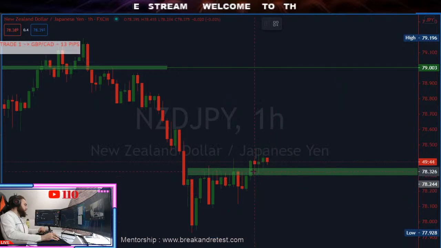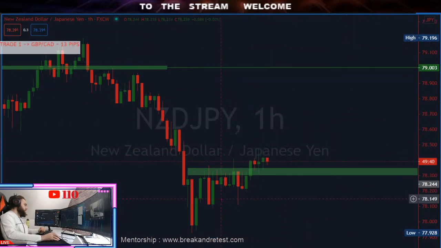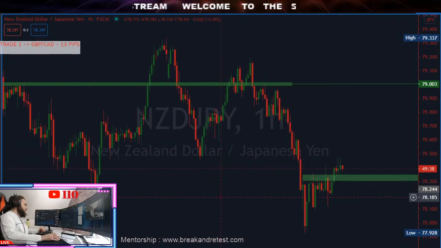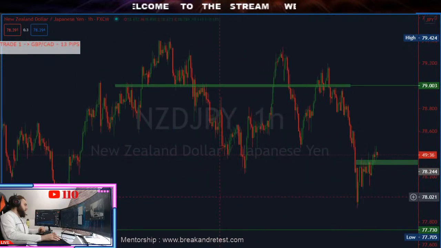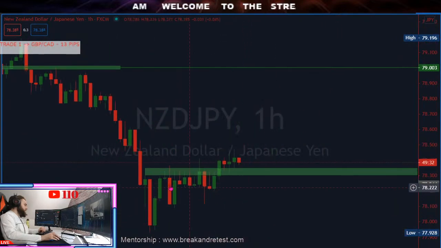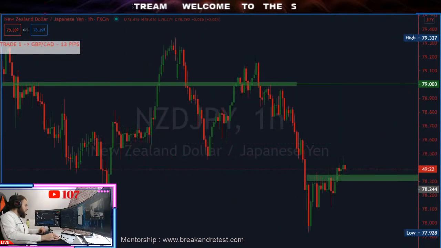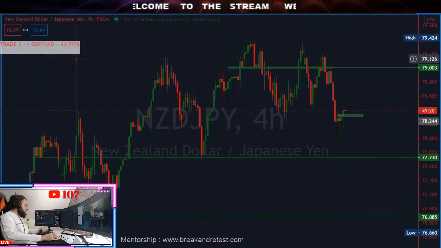Easy. 15 almost, actually. It was a clean break and retest. If you look on the left, it's a mess, but based on these rejections here, it was perfect. But what next for DJPY? Let's go to the 4-hour.